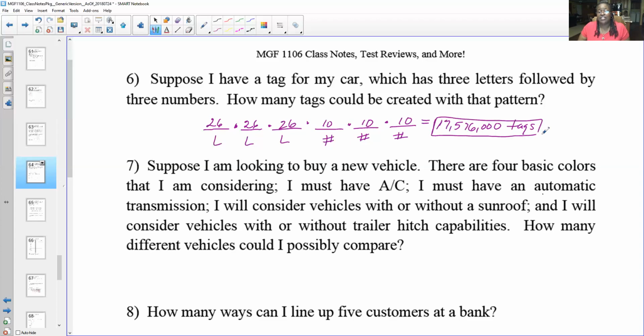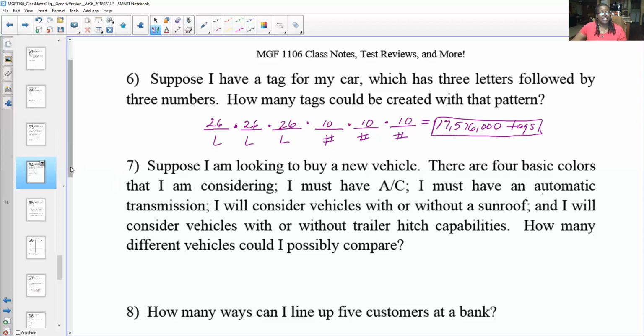That's a lot of tags. Now, you probably have never thought about it. We drive our vehicles, our cars, our motorcycles, whatever, and we think there's a lot of vehicles on the road. But how many people have ever really thought of, I wonder how many tags there are in the world? It's a good question.